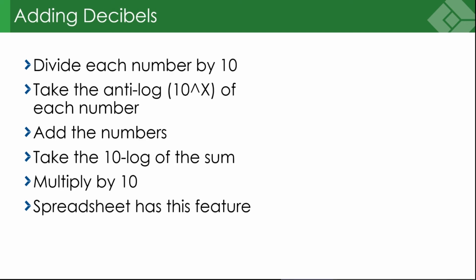So if you want to add decibels, and I'm not going to spend much time on this, divide each number by 10, take the anti-log of each number, add the numbers, take the log of the sum, multiply by 10. We've got a spreadsheet that does this. You don't need to worry about it.